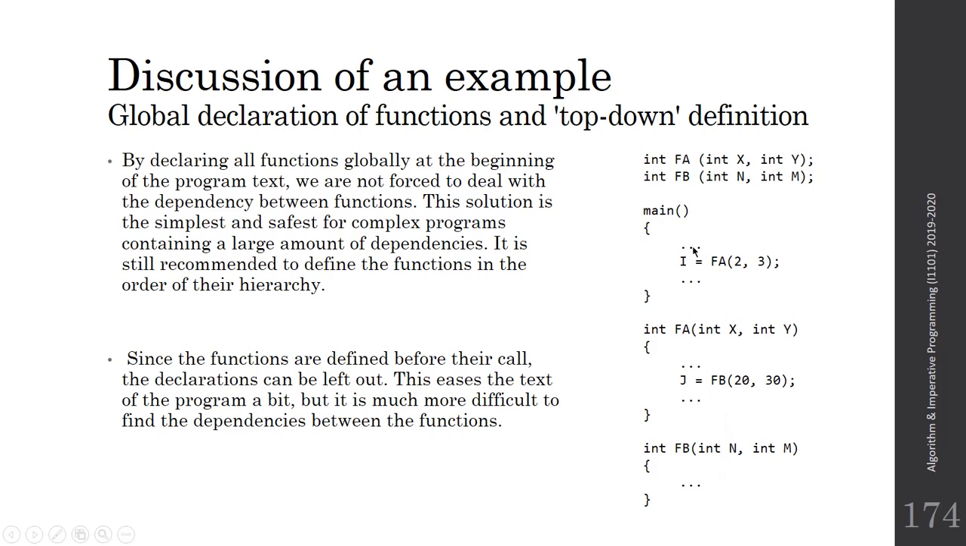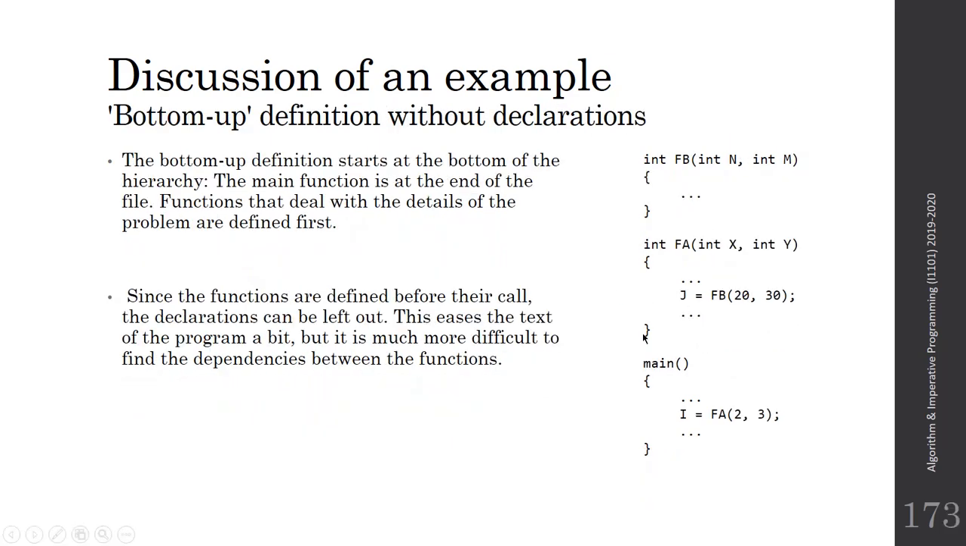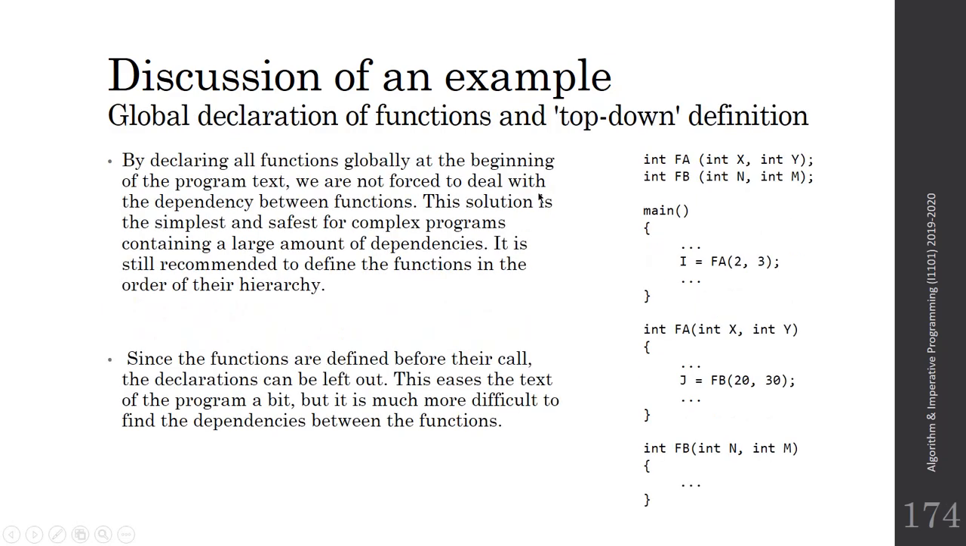However, I have omitted the prototype of fa here, and I have omitted the prototype of fb here. So you can use any of this scheme. However, for me, as I have told you, I'll be using the bottom-up definition. So there's no need to copy the prototype. There's no need to write the prototype, and it's easier. And I'll always be keeping main at the end.